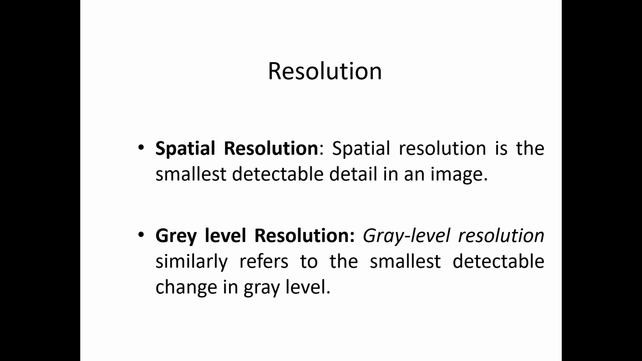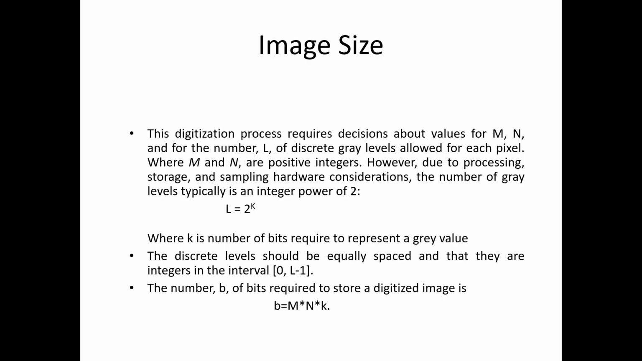And if we are talking about gray level resolution, it is any smallest detectable change in gray level. When we are talking about only gray level, any small changes in gray level are called gray level resolution. That resolution is important, and through it we can find out the size of the image, that is, what the storage criteria should be to store the image. For that purpose, we have the concept to calculate the size of the image.